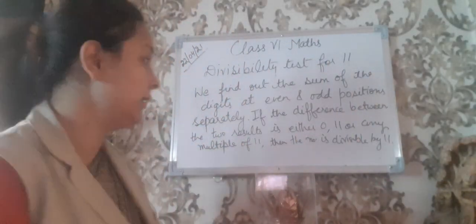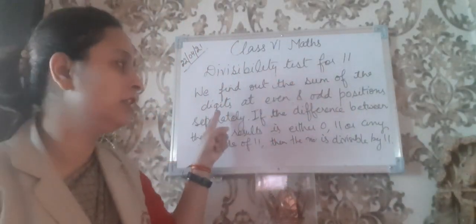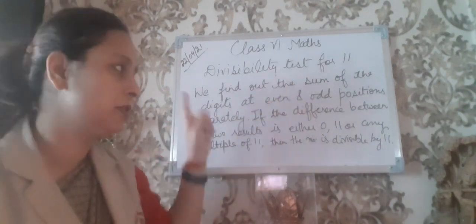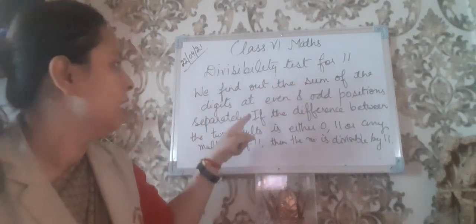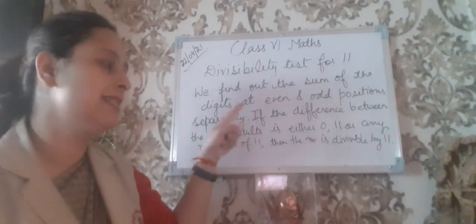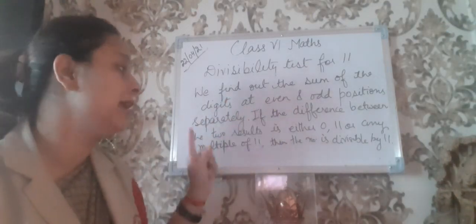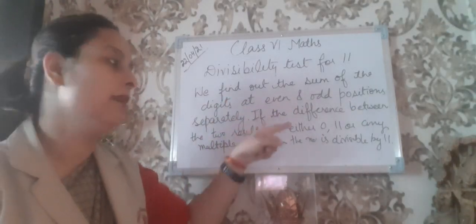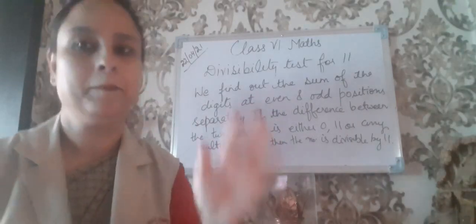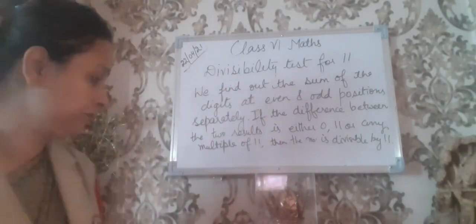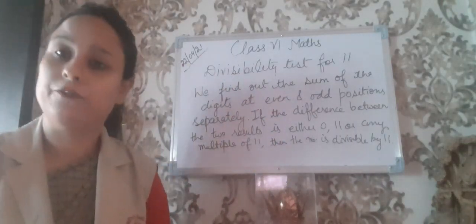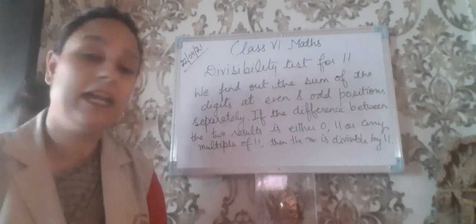Fine, I am repeating it. We find out the sum of the digits at even and odd positions separately if the difference between the two results is either 0, 11 or any multiple of 11, then the number is divisible by 11. Understand? This is the divisibility test for 11.